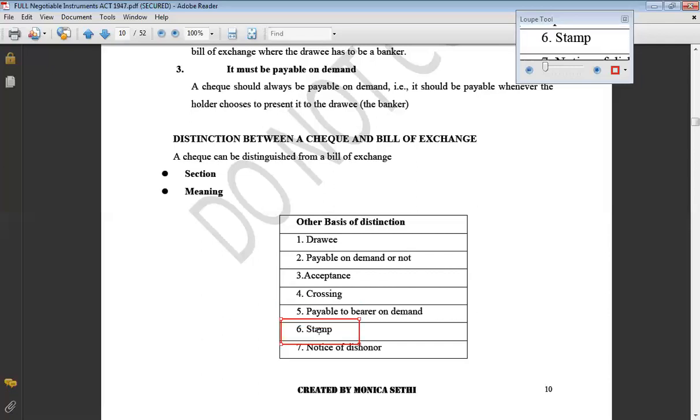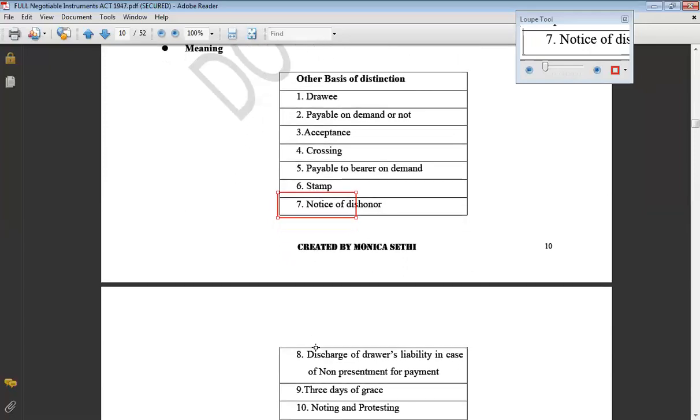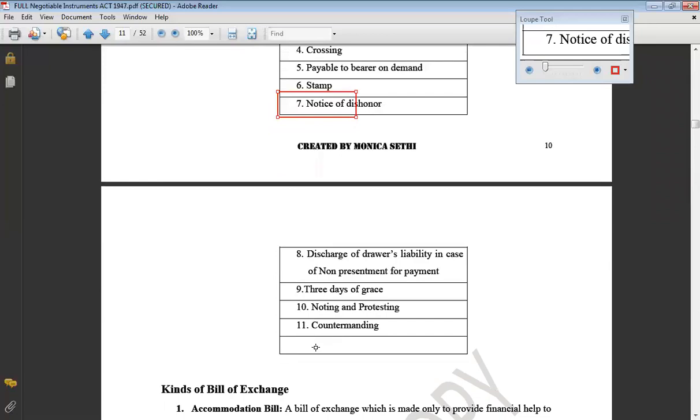Stamp. This also I have just discussed in presumptions that it is a promissory note and the bill of exchange which requires stamp, but such stamps are not there in case of check. Notice of dishonor. Notice of dishonor is required to be done in case of bill of exchange. In case of check, it is not so required because in case the banker has dishonored, banker always will dishonor in case amount is not sufficient or your signatures are not matching or it is a stale check, etc. So in that case, bankers have a reason to dishonor your check. Then they do intimate you in that regard.